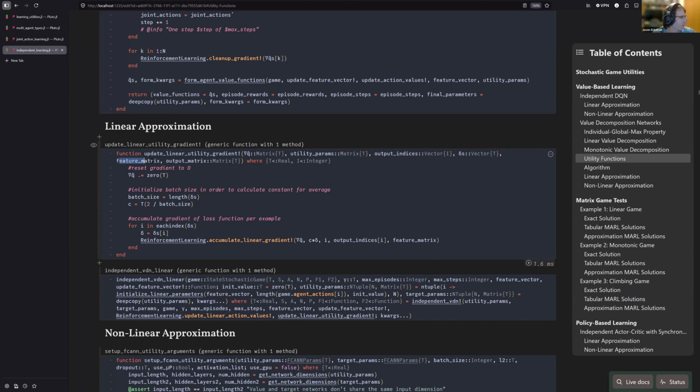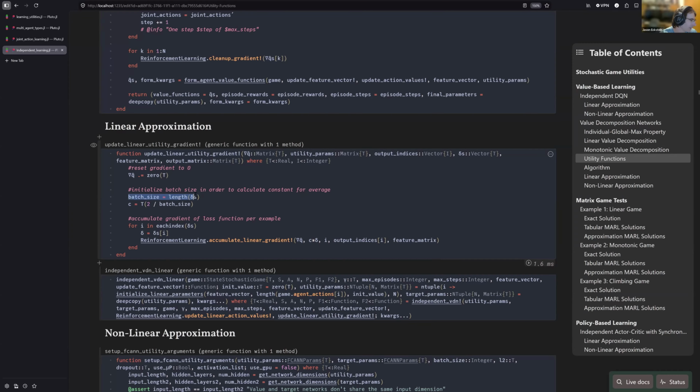vector input. Here, I've also pre-populated from the replay buffer this feature matrix, which is just a list of all the feature vectors for these examples. And for a linear value function, the gradient with respect to the output is just that feature vector. So this is just going to take the feature vectors, but also multiply them by the delta values on a per example basis, and then accumulate all of it together into a single batch gradient value.